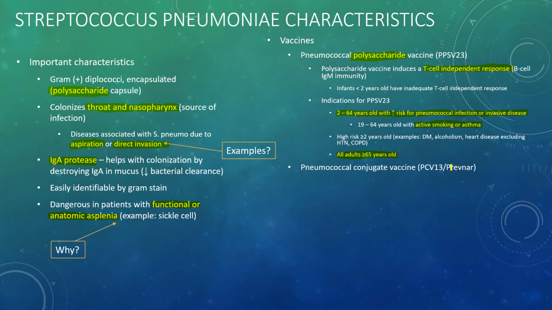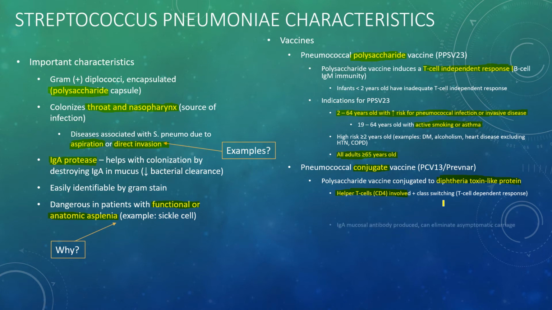Next, how about the PCV13 Prevnar? This is a conjugate vaccine. So what does that mean? The polysaccharide is conjugated to protein, and guess what you get? You get a T cell response. You have conjugated to diphtheria toxin protein, allowing for CD4 T cells to be involved, allowing for class switching, a T cell dependent response. So this IgM that's only found with PPSV23 can now become IgA and IgG because of this conjugated vaccine with a protein.